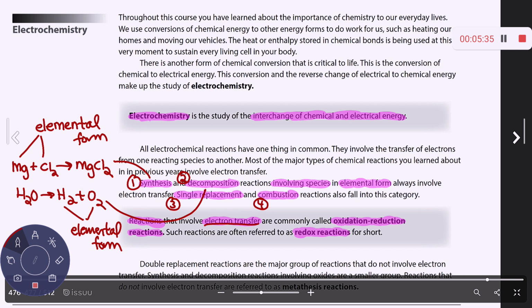If you have another type of reaction like double replacement reactions, they tend to not involve electron transfer. So chemical reactions that do not involve electron transfer are called metathesis reactions, and that's the last definition that's at the bottom of the page, okay? So let's turn to the next page and let me outline how we follow along and determine oxidation numbers, okay?